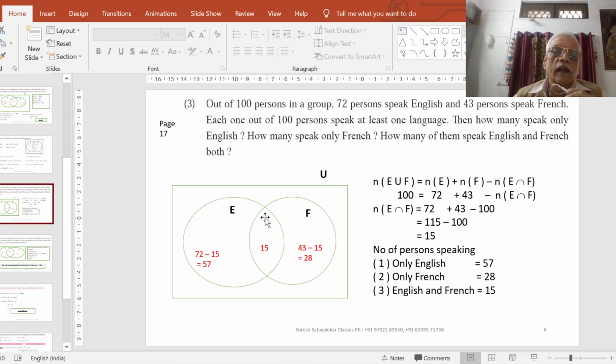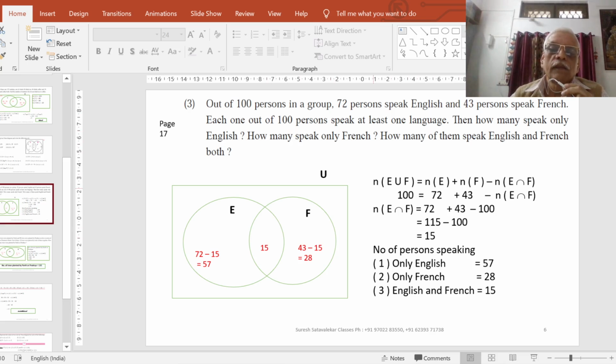So out of 100, the total here will be 100. 72 persons speak English, so this set should contain 72. Then 43 persons speak French, so this should contain 43. Each of the 100 persons speaks at least one language. So there are no persons outside the circles, neither English nor French. Either they speak English or they speak French or they speak both.